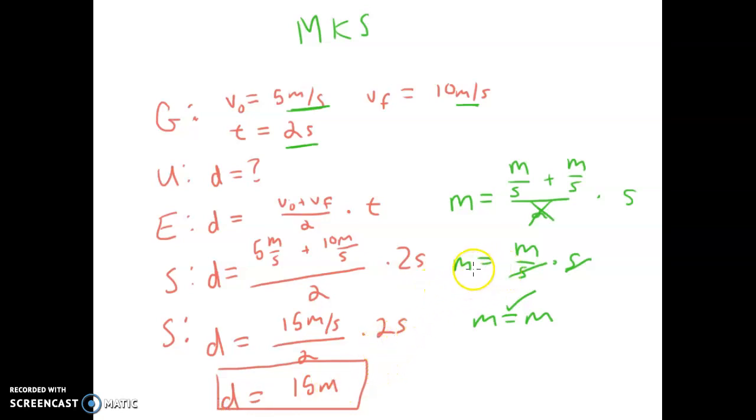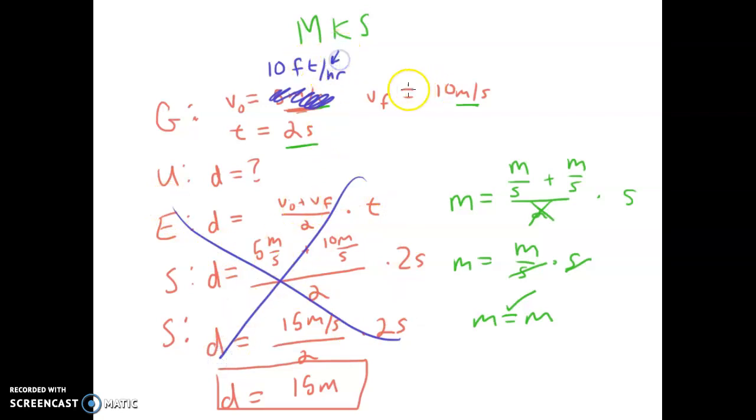Okay. So you have a couple of options. One is to be convinced that if I'm using the MKS system, and I have all my units in the givens and all my units in my unknown correct, then these equations will indeed work out. Now that means that if for some reason, instead of using meters per second, I was given feet per hour, then this whole thing will be wrong because it's not in MKS.